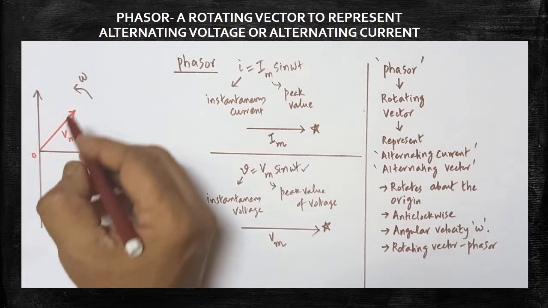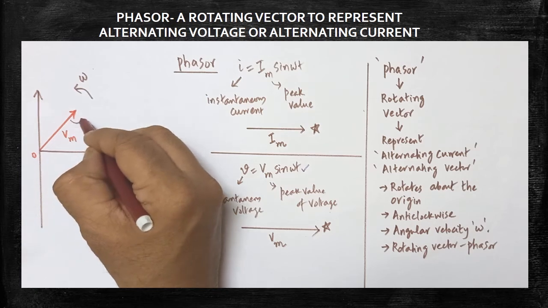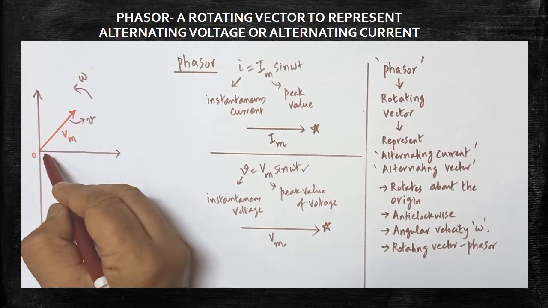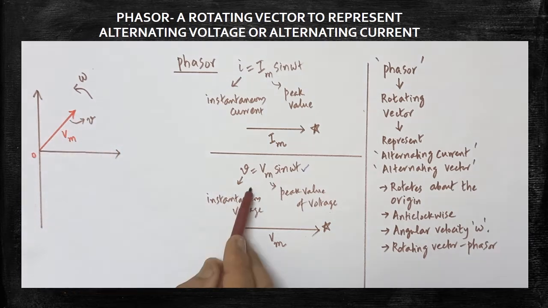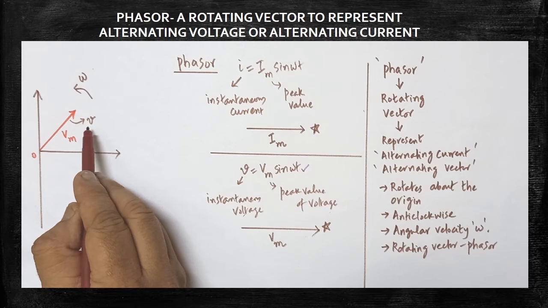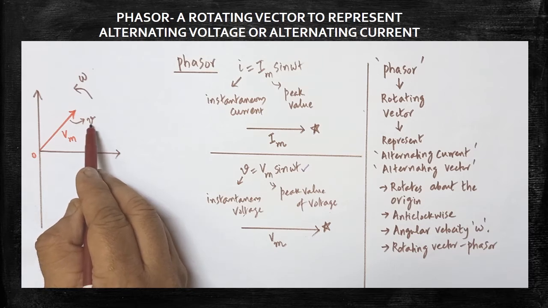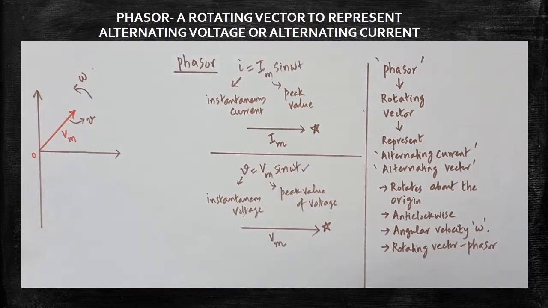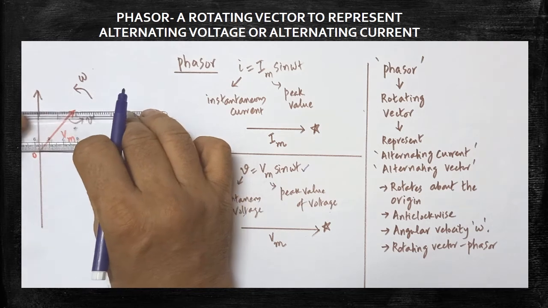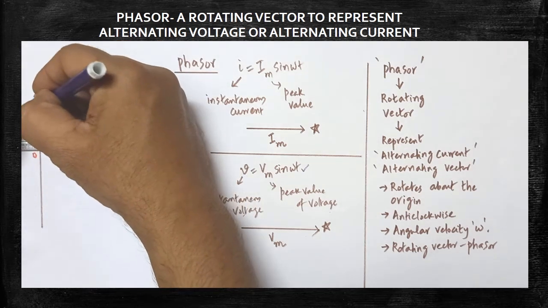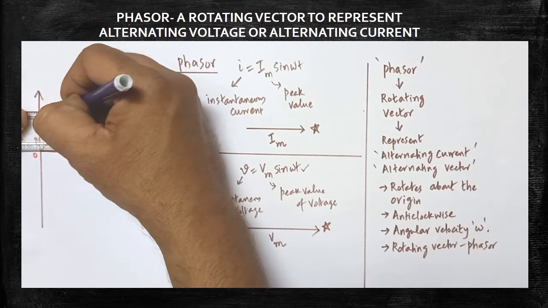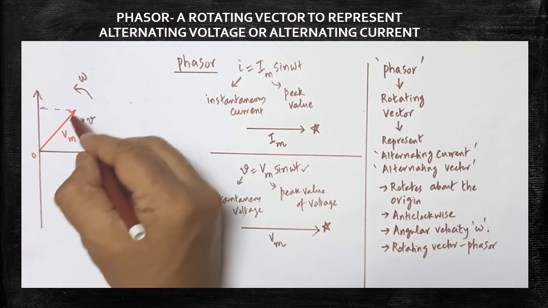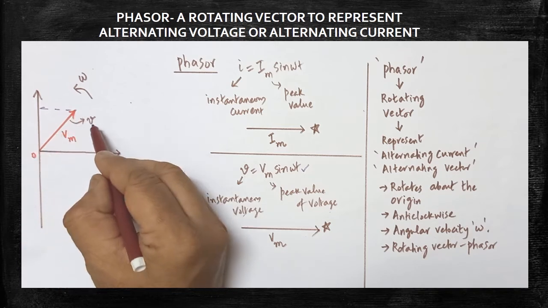This vector represents V. The length of the portion alone is called Vm. But this vector represents the instantaneous voltage V. We know very well that V is equal to how much? Vm sin omega t. Now what you have to do? We have to draw the horizontal line here. Draw the horizontal line.